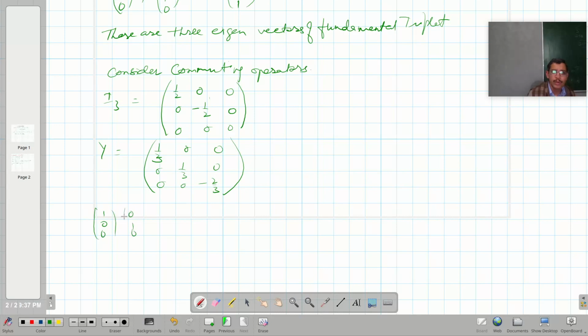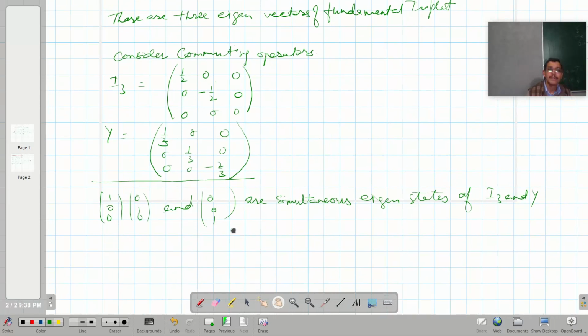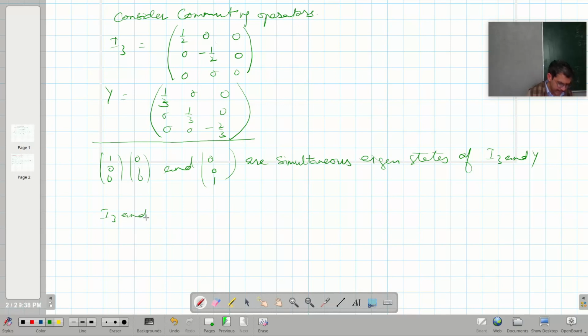So I have considered these commuting operators, and 1 0 0, 0 1 0 and 0 0 1 are simultaneous eigenstates of I3 and Y, with eigenvalues I3 comma Y.